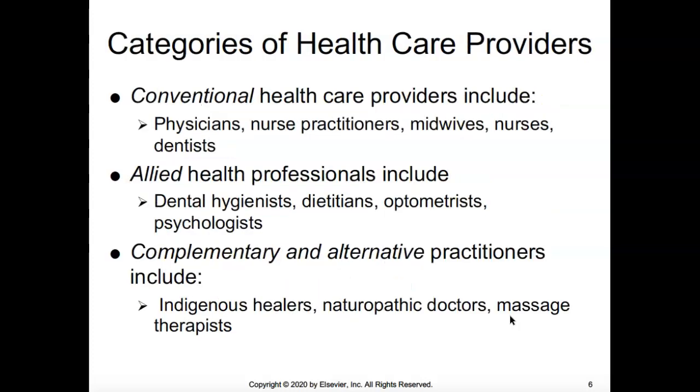Okay, so we touched on this briefly. Here are those categories of healthcare practitioners. We have the conventional healthcare practitioners, and those include the most popular types of healthcare professionals: physicians, nurse practitioners, midwives, nurses, dentists, right? That is the conventional medical system, and those are the conventional roles. Allied health professionals include dental hygienists, dietitians, optometrists, psychologists, and then the complementary or alternative practitioners, and those include indigenous healers, naturopath doctors, and massage therapists.